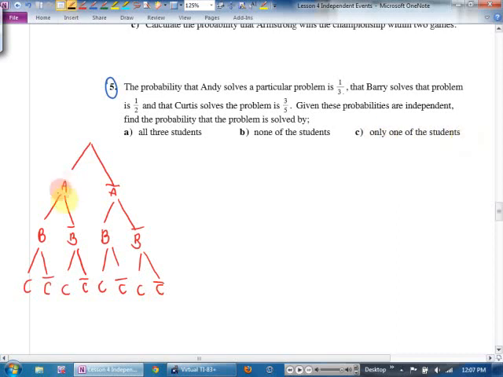Here, all 3 solved it. You know what? Only one guy solved it on this branch right here. Only A solved it. What's another one that has only one? A, here. Right? Didn't? Yes, didn't. And no, yes, there. Okay, let's fill in just those branches as a time saver. And this is one way you can kind of cut corners a little bit.